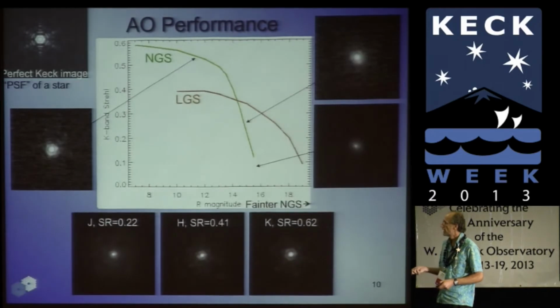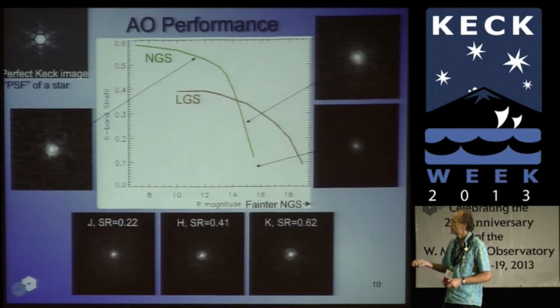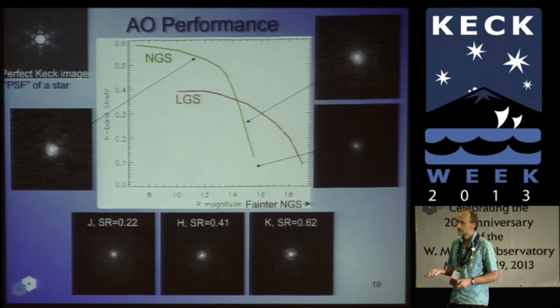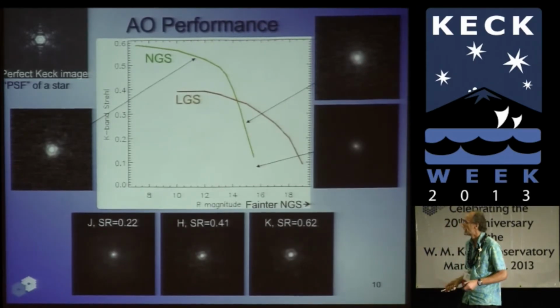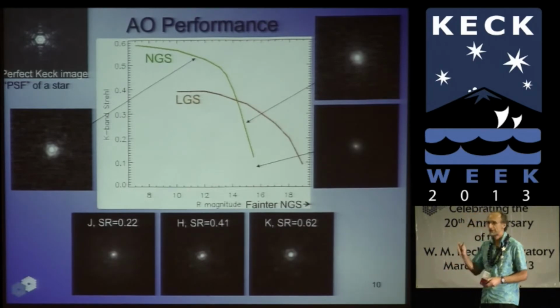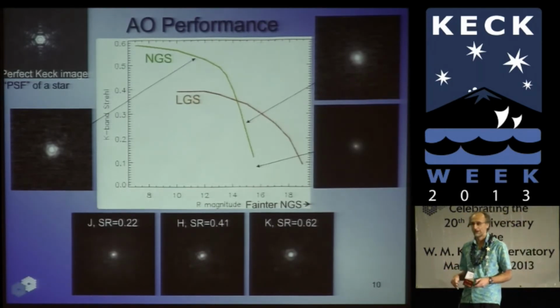And this is how the performance goes versus wavelength. This is at 2 microns. We get a Strehl in this image of 0.6. As we go to shorter wavelengths, like J-band at 1.25 microns, the Strehl has dropped, but you might also notice that the angular resolution has improved. These examples are for typical seeing conditions nearer the zenith.